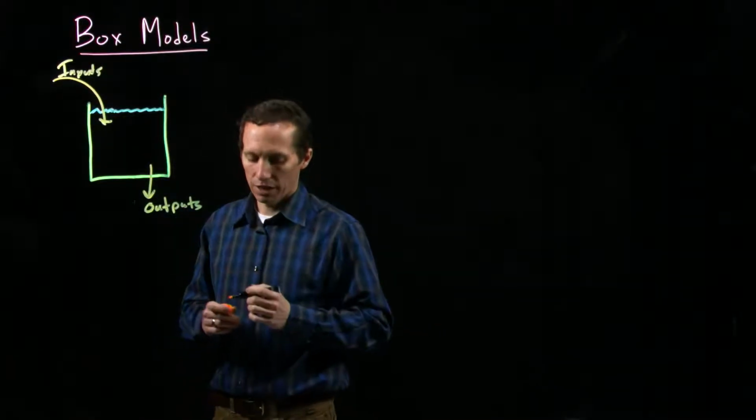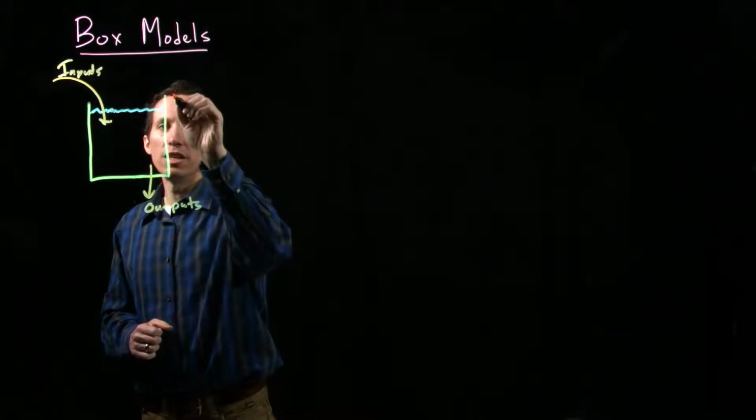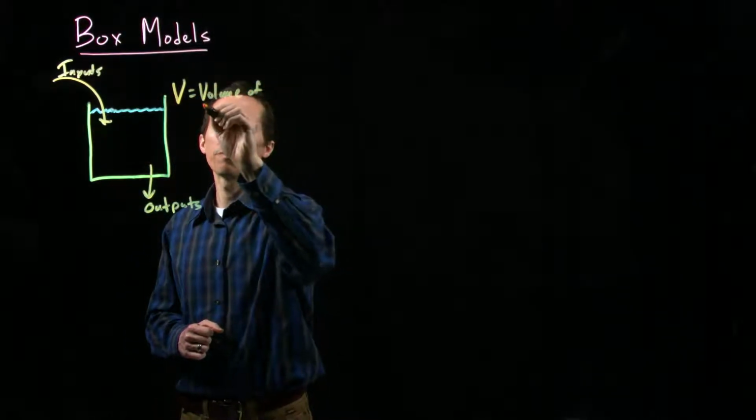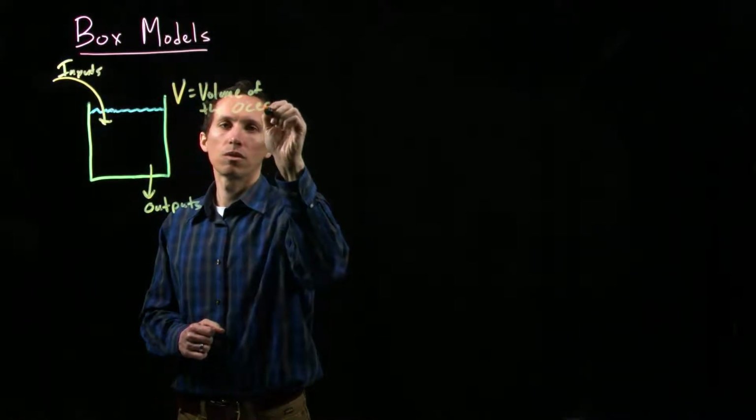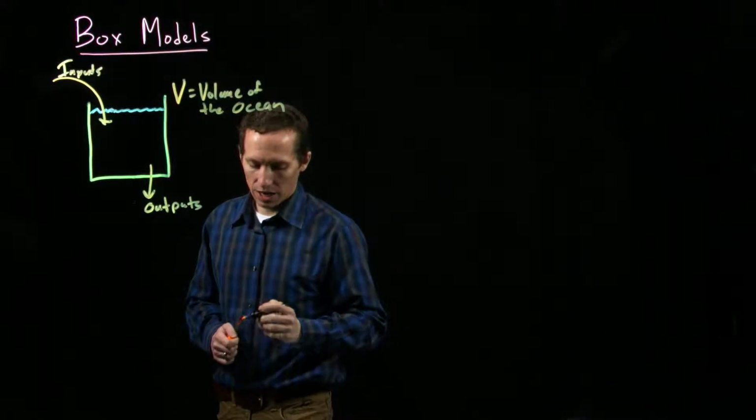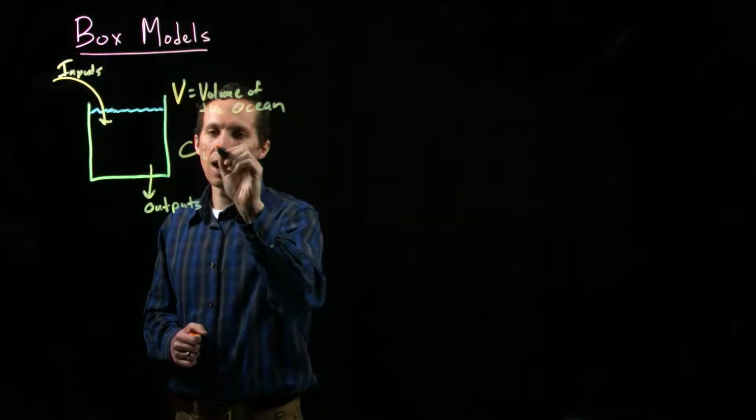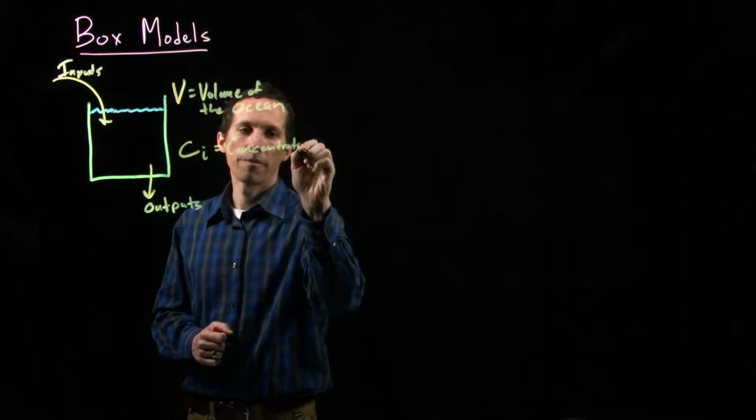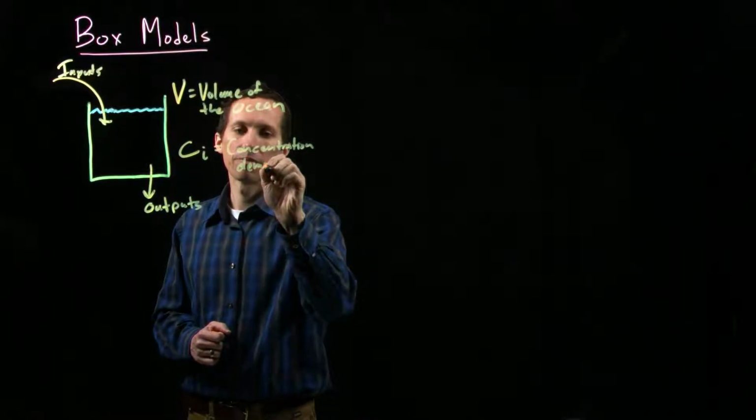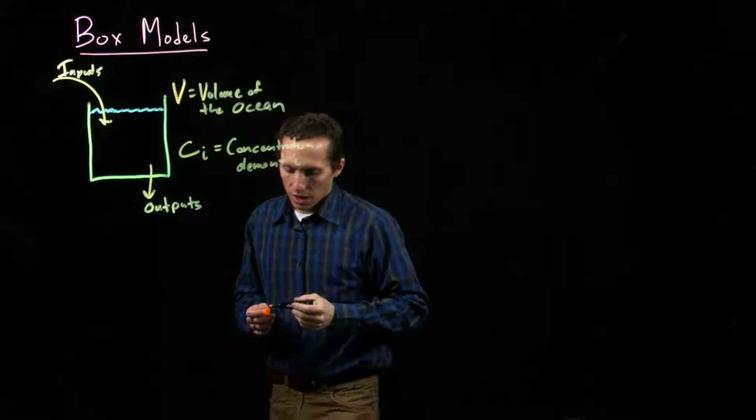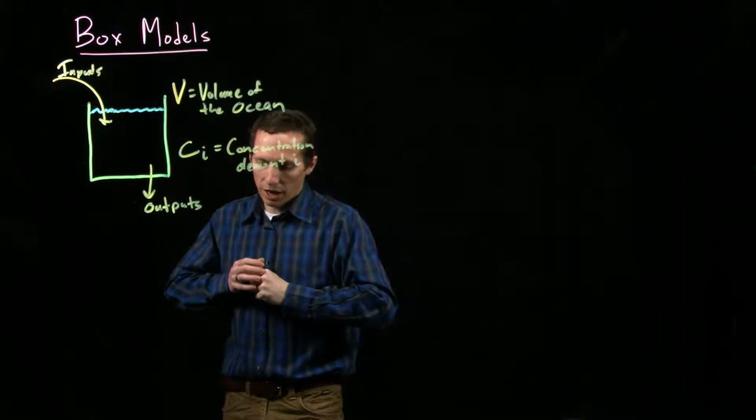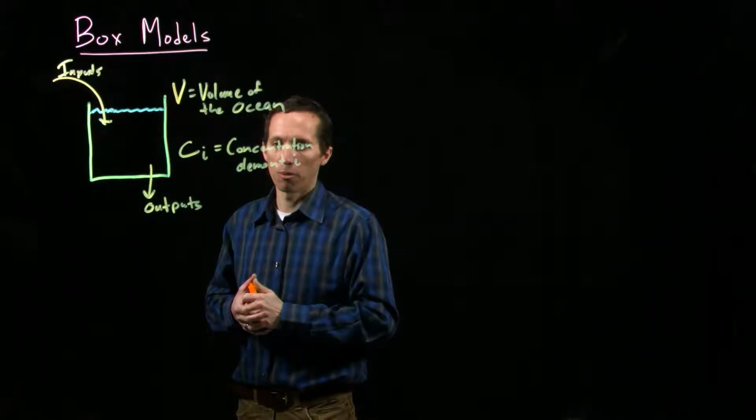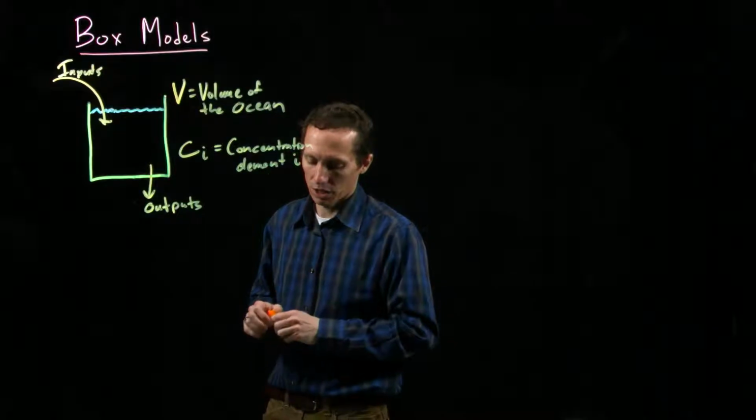If we define a few variables here, V is the volume of the ocean. And if we say that Ci is the concentration of element I, then we can essentially write some equations to describe what's going on here.